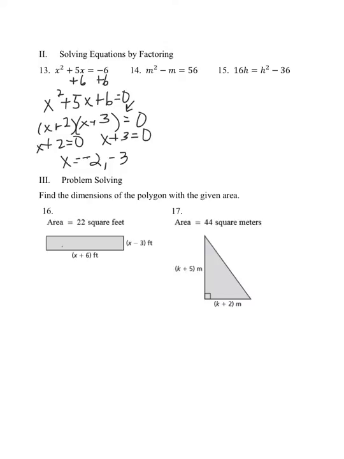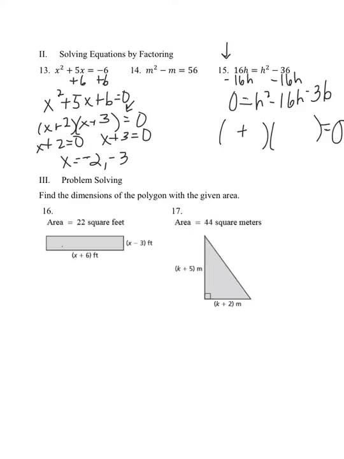Okay, so in number 15, this one here, you want to get everything to the same side that the h squared is. So I would subtract 16h from both sides. So I get 0 equals h squared minus 16h minus 36. So here we see that we have two negatives, which means the only way to factor this is that one is positive, one is negative.